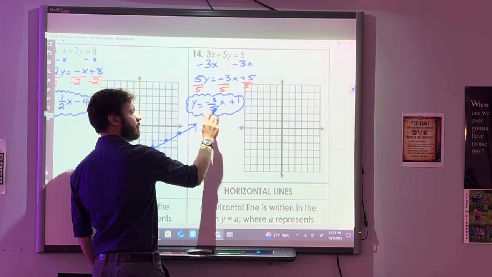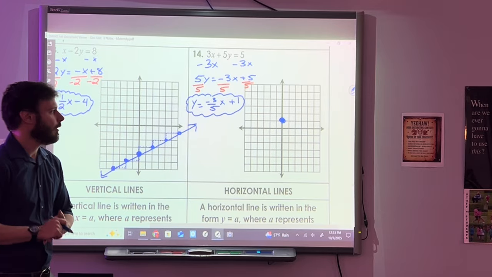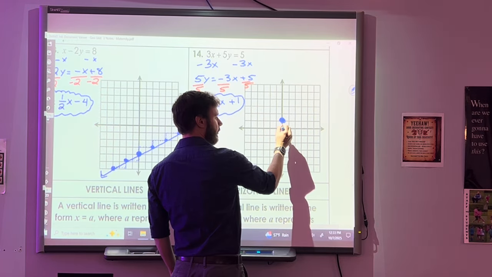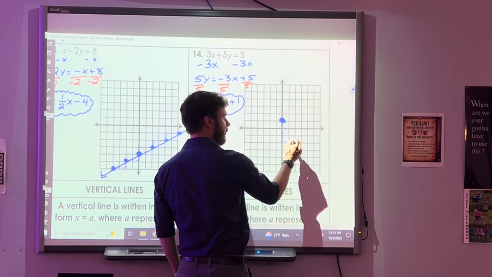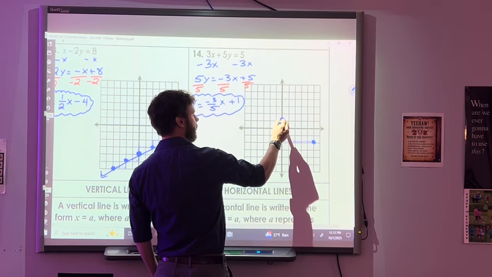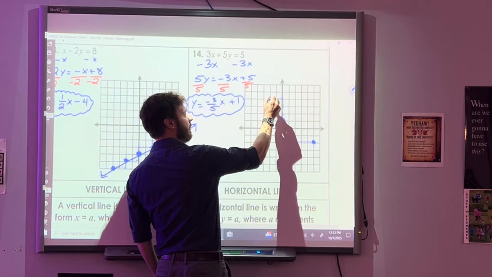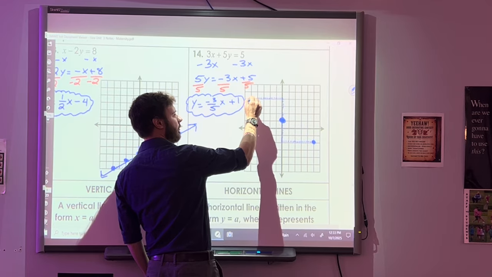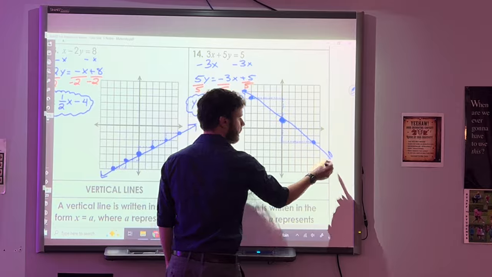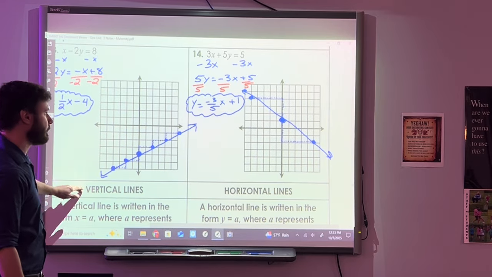This is where I start, this is where I go. We're going to start up at +1. My slope here is a -3/5, so that means I'm going to fall 3: 1, 2, 3, and then go 1, 2, 3, 4, 5 over here. I'm going to go the other way now. I'm going to rise 3: 1, 2, 3. 1, 2, 3, 4, 5. Okay, good enough.